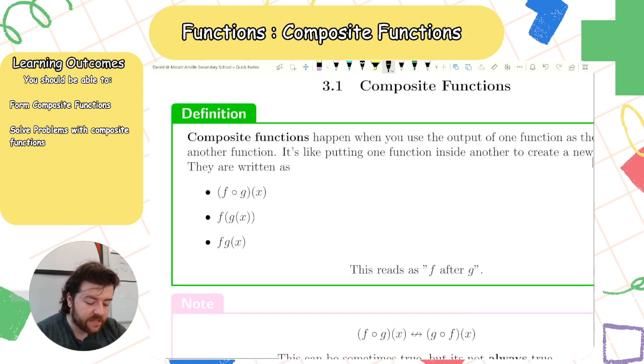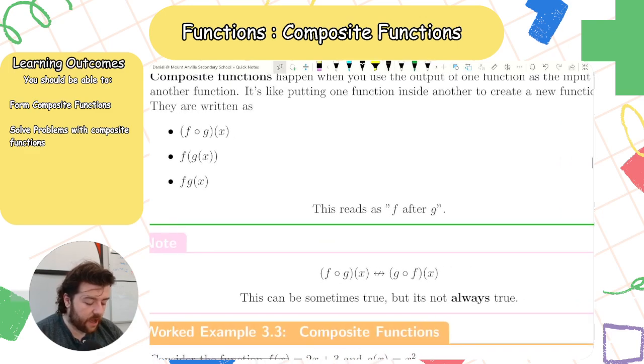A composite function could be written like this: f of g of x, or sorry, f after g of x. So we apply function g first, then we apply function f, or we can write that as f(g(x)), or we can write that as fg(x). It's really important we work from the inside out. So we do function g first, then we do function f. So this reads as f after g.